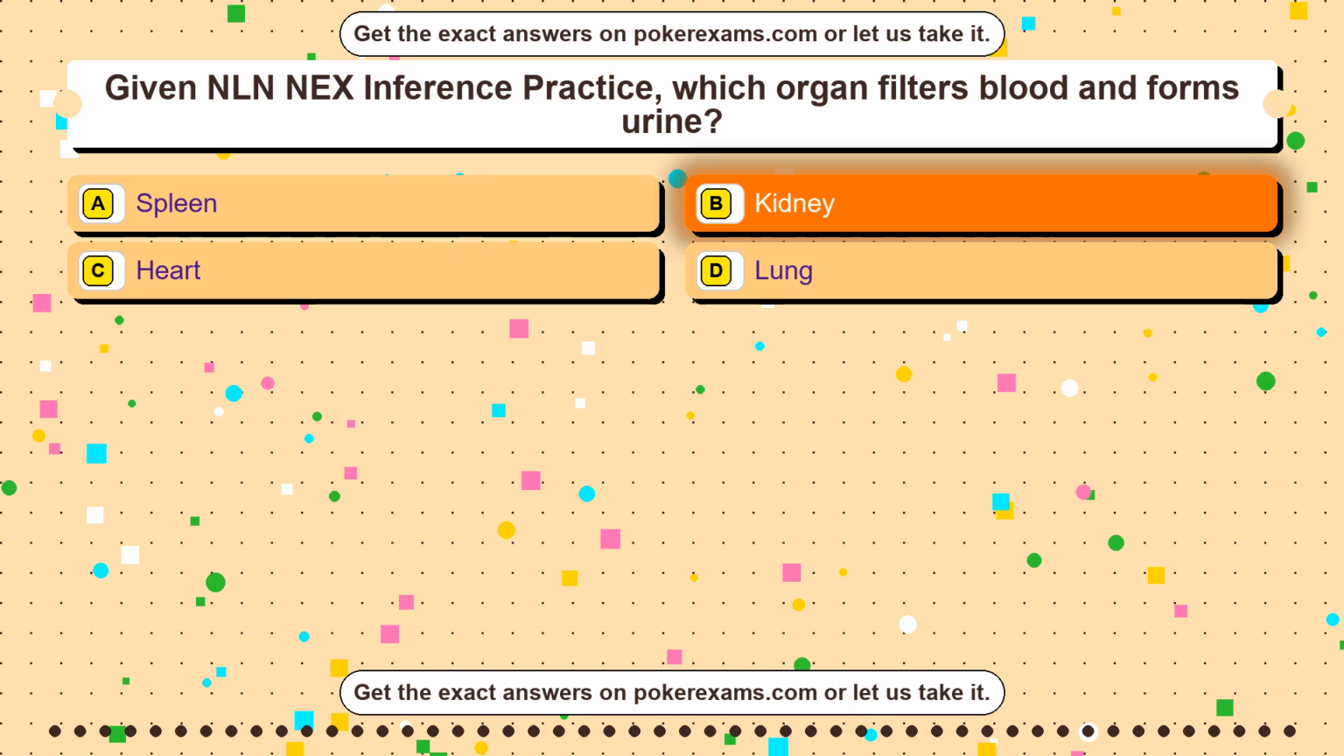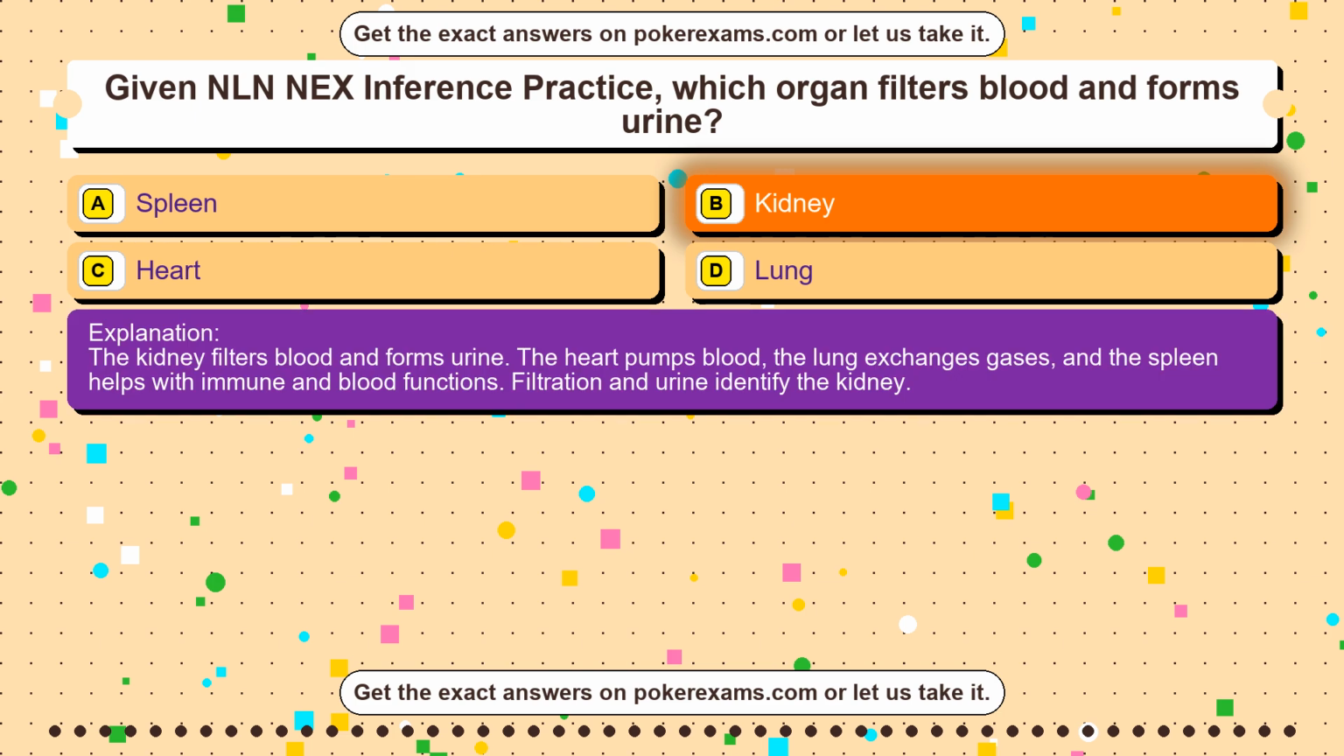Kidney. The kidney filters blood and forms urine. The heart pumps blood, the lung exchanges gases, and the spleen helps with immune and blood functions. Filtration and urine identify the kidney.